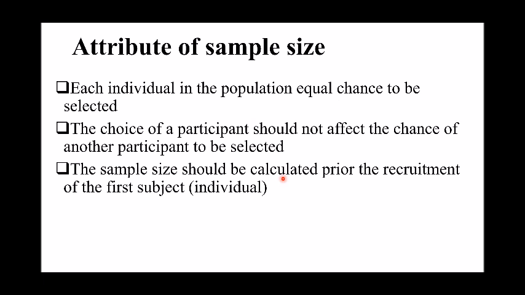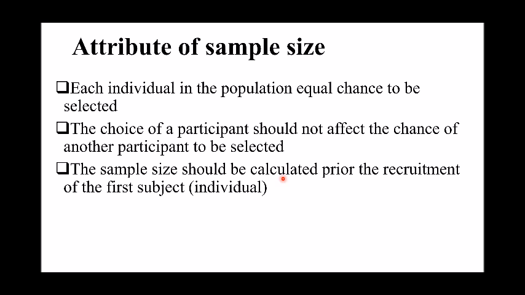And when you select 1 again, the remaining is 8. The chance of the 8 being selected will not be different from the 1 and 2. So every member of the population has equal chance to be selected. The second is that the choice of a participant should not affect the chance of another person to be selected. So if I select 7, 7 should not affect 6, and should not affect 5, should not affect 1.